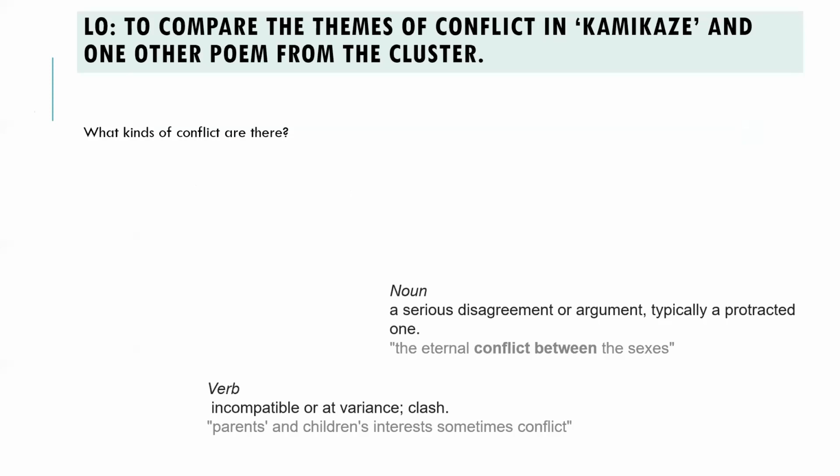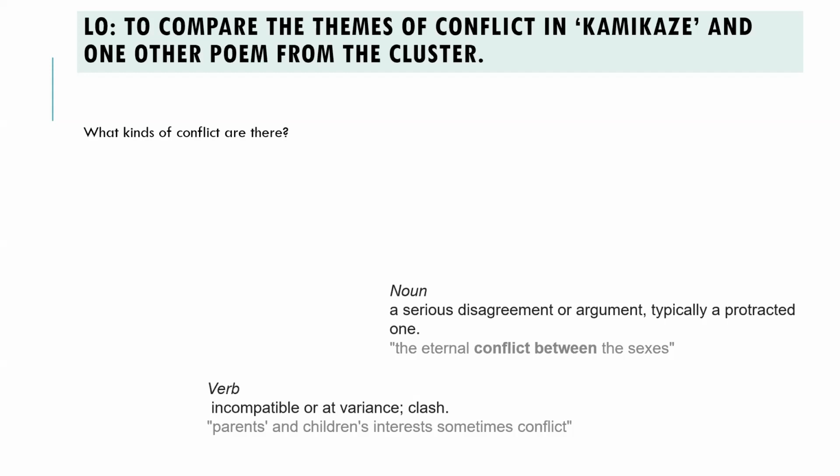So, to compare the themes of conflict in Kamikaze and one other poem from the cluster. So we're going to be comparing the themes of conflict in Kamikaze and Bayonet Charge. So the first thing I want you to do, you've got that first question there, what kinds of conflict are there in the poem? So when we're thinking about the word conflict, if you're thinking about it from the noun perspective, it could be a serious disagreement or an argument, or if you think about it as a verb, it can be like a clash.